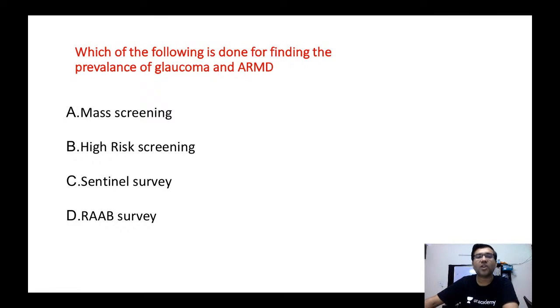The next question is, which of the following is done for finding the prevalence of glaucoma and ARMD? Try to answer. We have lots of surveys, and they tell you about the various eye diseases prevalent in India. Mass screening means everyone in the population is screened. High risk screening means only those who have the risk factor are screened. A sentinel survey is used whenever you have to assess the results of a procedure or an intervention. Are you getting my point, Rahul?